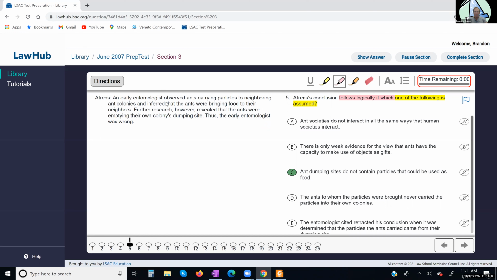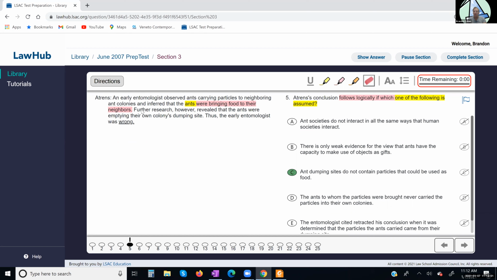Okay. And what they inferred is right here. They inferred that the ants were bringing food to their neighbors. And saying that is wrong means that we have to negate. They're saying this pink is wrong. So when we are negating, what we want to do is break it into the subject matter and the characteristic and negate the characteristic. So they're saying ants, the subject matter, were bringing food was the characteristic that the entomologist was saying. So saying that they're wrong is saying ants were not bringing food to their neighbors. So the ants, the yellow, were not bringing food.